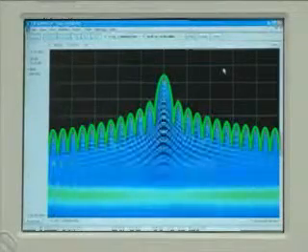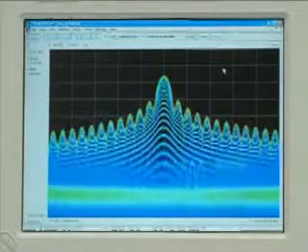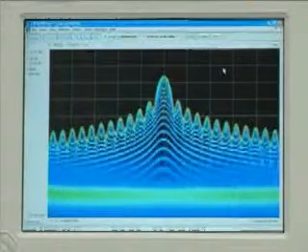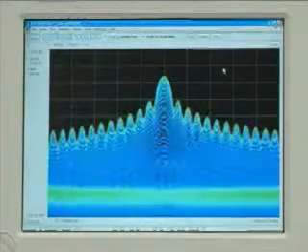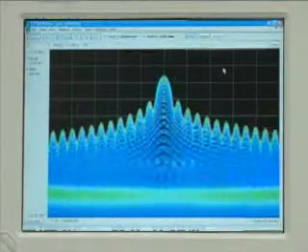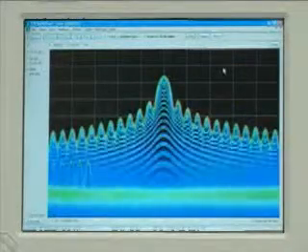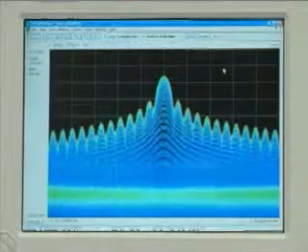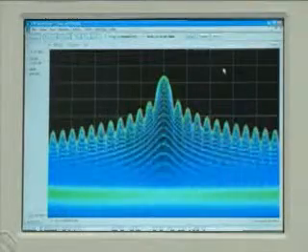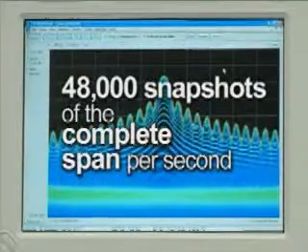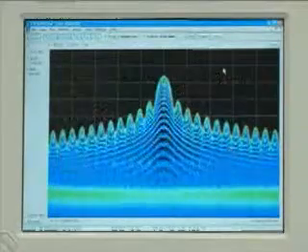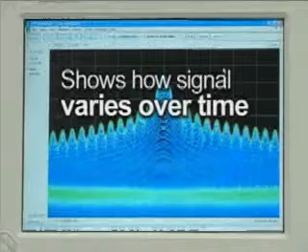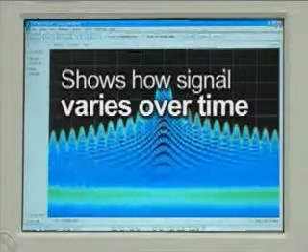This way of seeing a signal can be useful in applications such as a radar monitoring station or an engineering test stand, having the ability to see a low-level interference signal even when it's masked by the main radar signal. To get the rest of the picture, the RSA6100A takes over 48,000 snapshots of the complete span per second. Plus, it uses a persistence display to show how the signal varies over time.